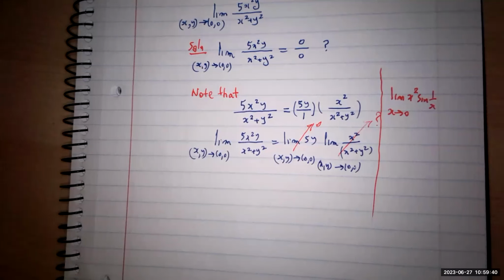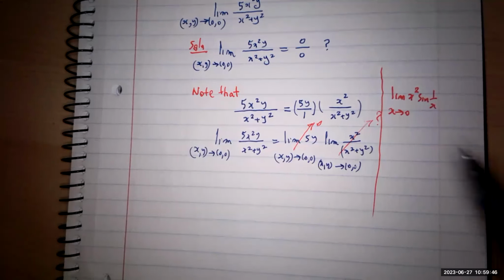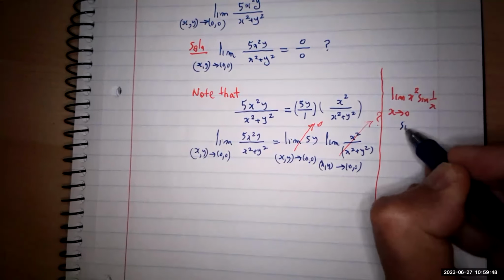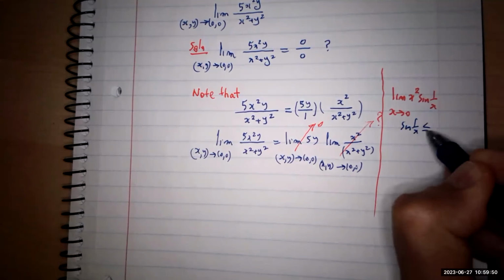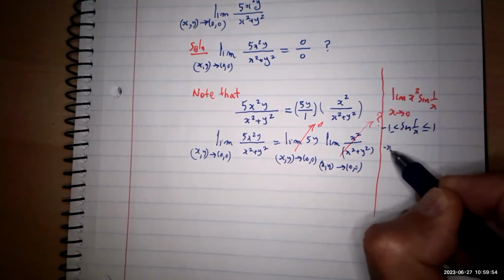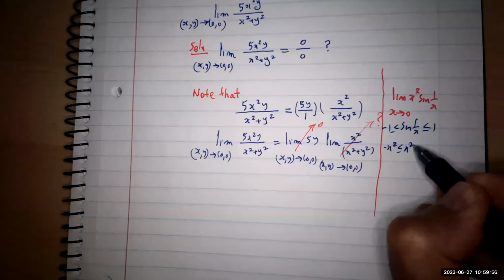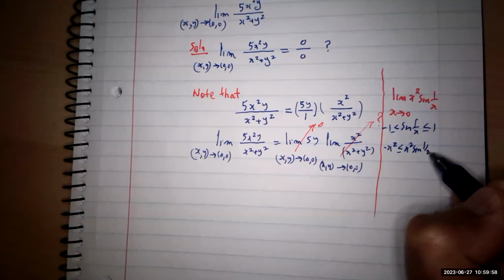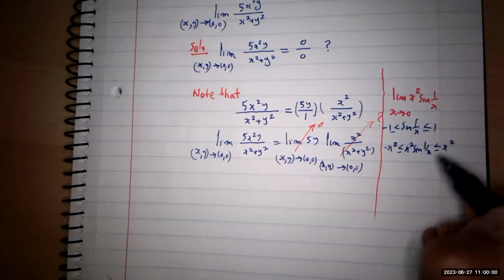But we can use the squeeze theorem. Yes, you're right. One way to do this is the squeeze theorem. Remember the squeeze theorem? The sine of 1 over x is always between 1 and -1. You just multiply both sides by x squared. That gives you negative x squared less than or equal to x squared sine of 1 over x, less than or equal to x squared.